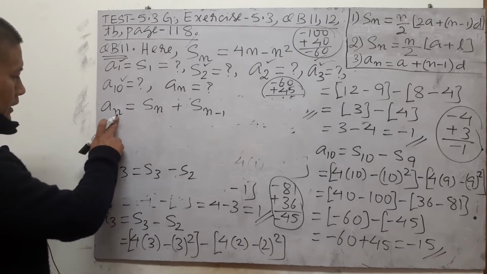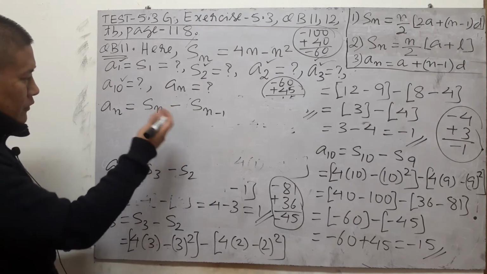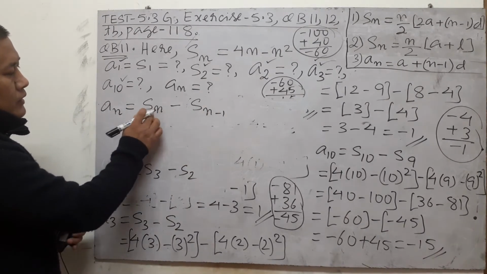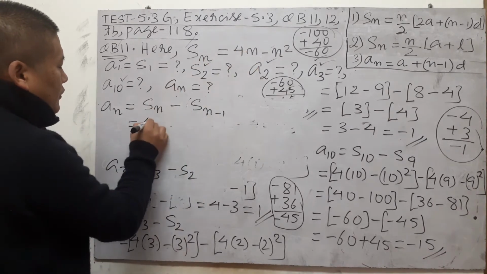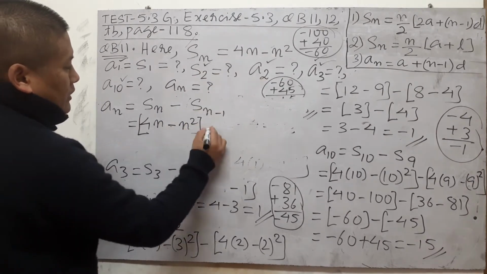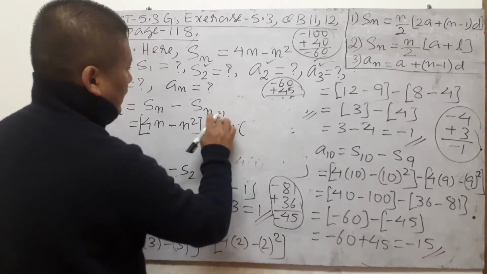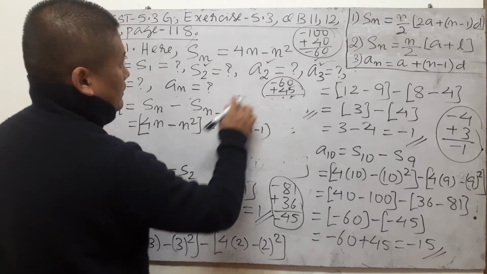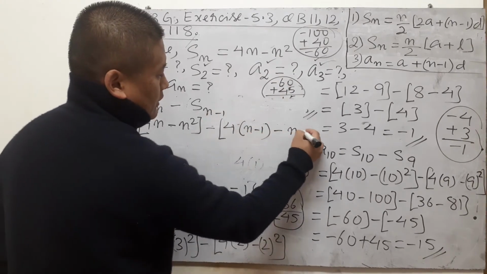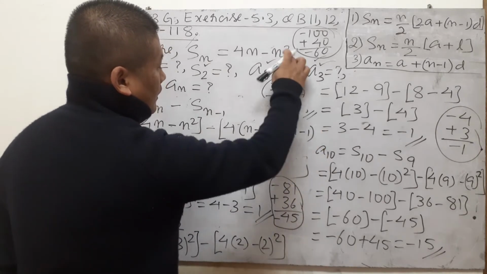So An value will be the sum of all the n terms minus the sum of all the terms just preceding the nth term, which is n minus 1. So Sn, following this same formula, is 4n minus n square. Sn minus Sn minus 1: following this formula, it will be 4 into (n minus 1), then minus n square, where our n is n minus 1, so the whole thing squared.